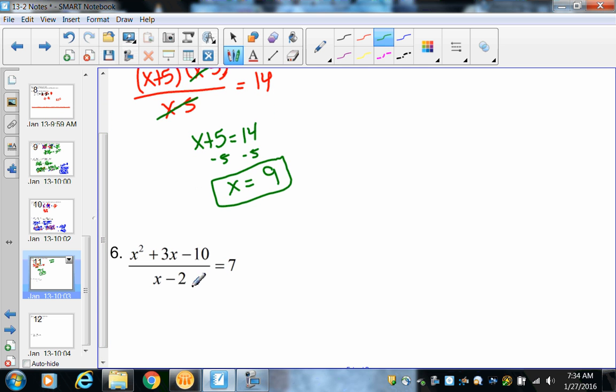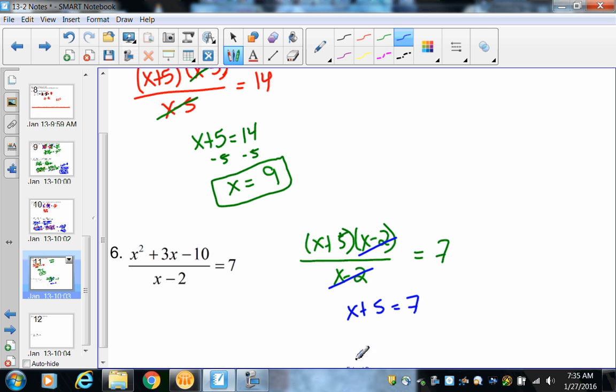So on this one, if we factor the numerator, that's going to be x plus 5 times x minus 2 over x minus 2 equals 7. So the x minus 2's cancel. So I just have x plus 5 equals 7. Subtract 5 and I get that x is 2. But when I check, 2 minus 2 is 0. Therefore, this is an extraneous solution. And my final answer is that there are no solutions.